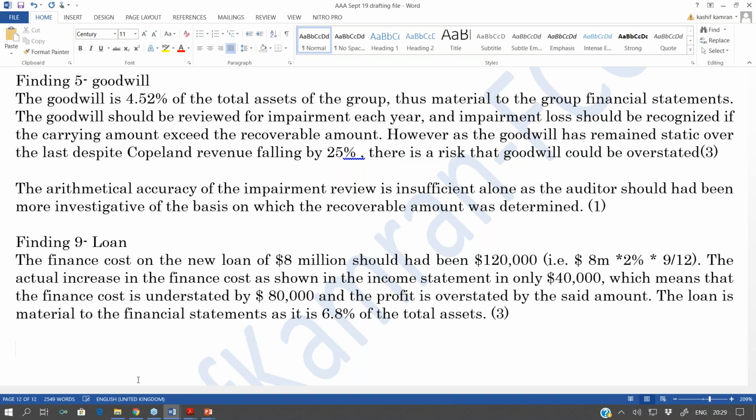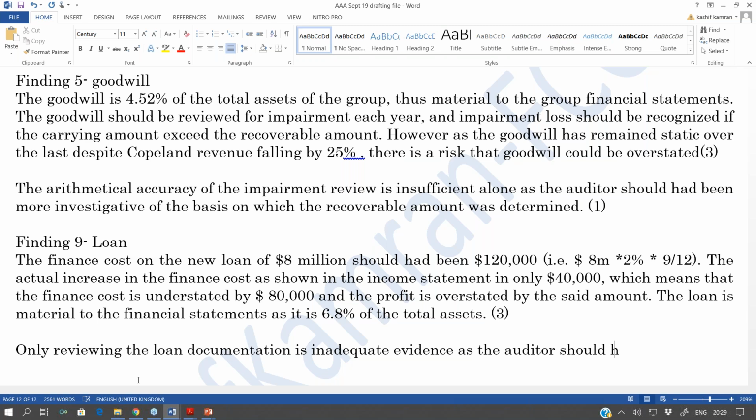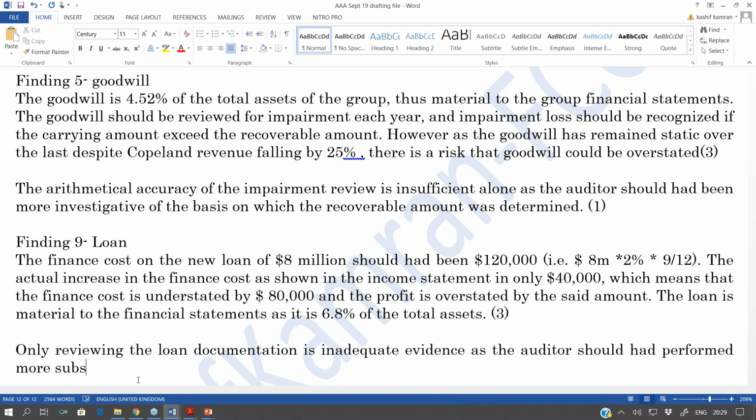And then the comment on the sufficiency: only reviewing the loan documentation is inadequate evidence, as the auditor should have performed more substantive procedures. The auditor should have performed more substantive procedures on the loan, on the new loan obtained during the year. Should we start writing the procedures, what the auditor should do on the new loan?